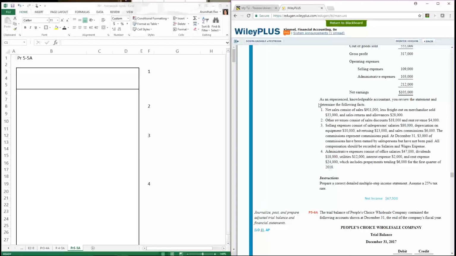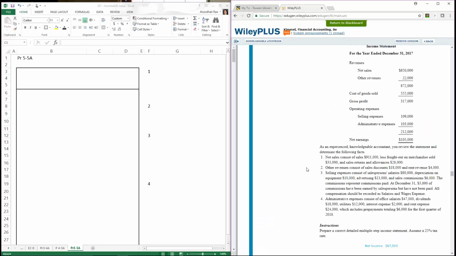Then we are told that as an experienced, knowledgeable accountant, you review the statement and you determine the following facts. They've given us 4 pieces of information, and then they've asked us to prepare a detailed multi-step income statement and asked us to assume a 25% income tax rate. They've given us a hint and told us the net income number should be 67,500, not the 105 that's presented over here. So let's see how we're going to use this information to analyze the income statement and make corrections.